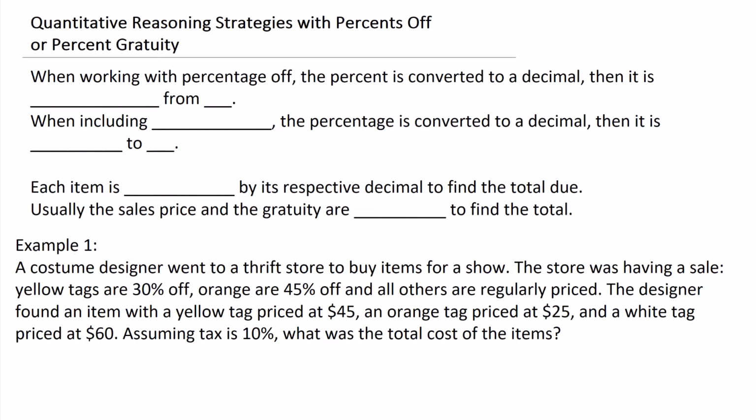In this video, we're going to cover quantitative reasoning strategies with percents off or percents gratuity. When working with percents off, the percent is converted to a decimal and then it is subtracted from 1.